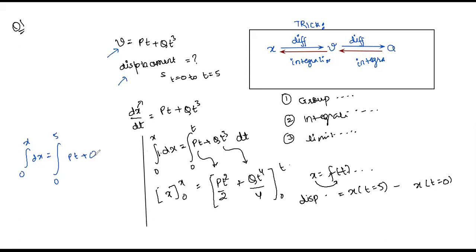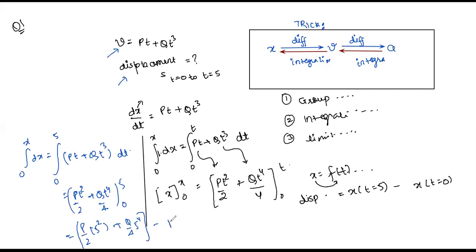So what will be the difference? Integration result will be the same, just limit substitution will be different. See, pt plus qt cube dt will give you pt square by 2 plus q into t power 4 by 4. Take the limits from 0 to 5, substitute the limits: p by 2 into 5 square plus q by 4 into 5 power 4 minus p by 2 into 0 plus q by 4 into 0 power 4, right?